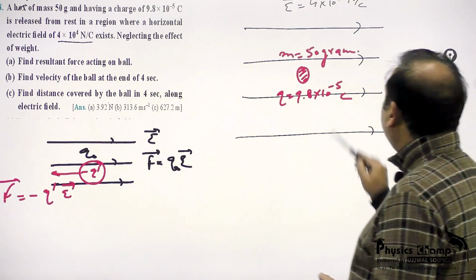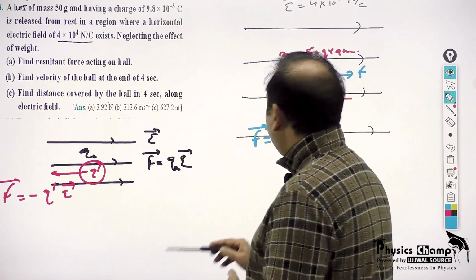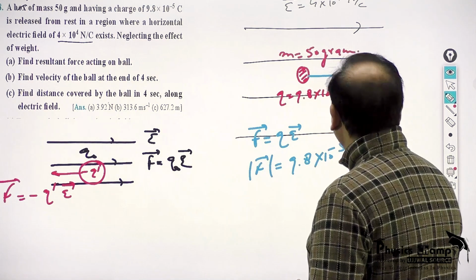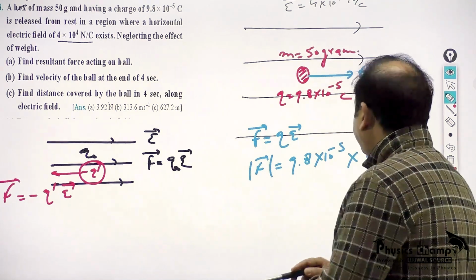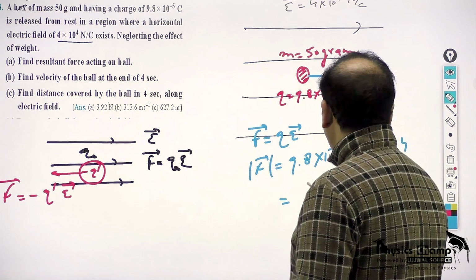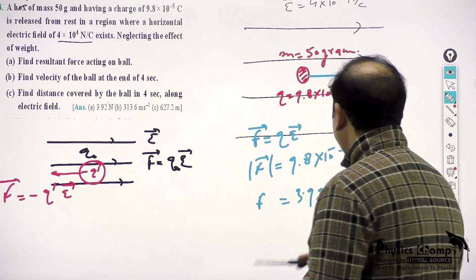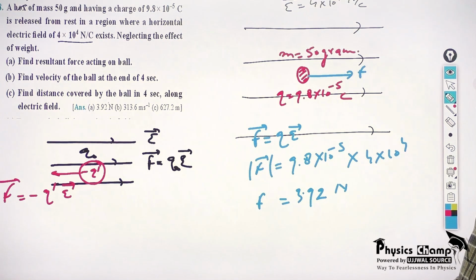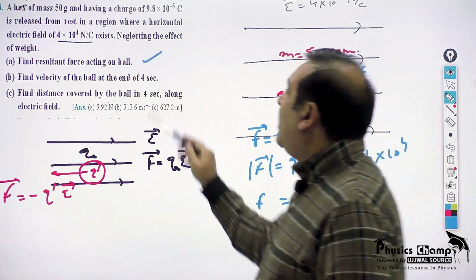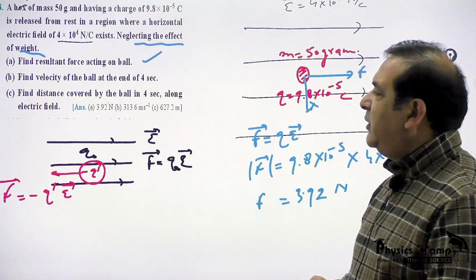What will be the force? The force that will act on it will be QE. So the magnitude of the force will be 9.8 into 10 to the power minus 5 times the electric field, 4 into 10 to the power 4. So we are getting a net force which is 3.92 Newton. In part A we are asked what is the resultant force acting on the ball, neglecting the effect of weight, otherwise its weight was acting down. But neglecting the effect of weight, we want the net force acting on it.